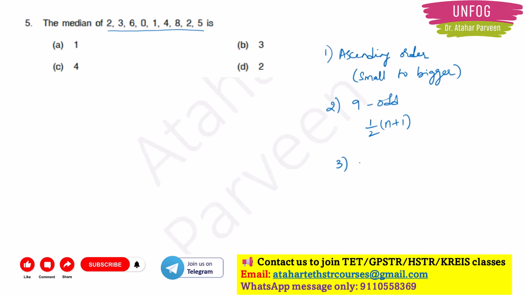If it was even, by chance, meaning the number of observations were even, then we would take the sum of the middle two numbers and divide it by 2. Means we would find the average of the middle two numbers in the given statistical data. That would be our median. Okay. Now we will see this.